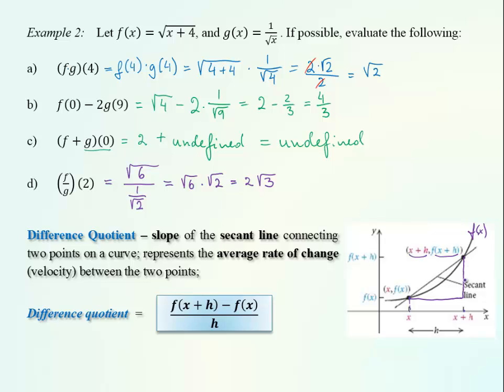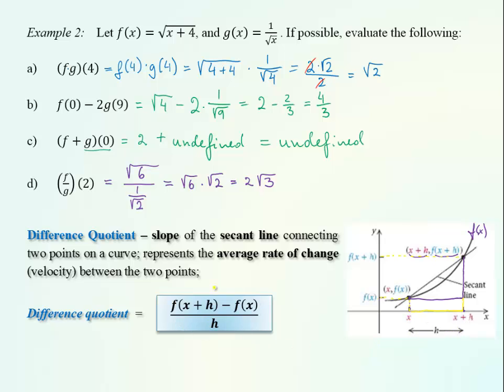Since the difference in y coordinates is actually the same as on the diagram on the y-axis, f of x plus h minus f of x. So that's what we have in the numerator of this formula. And then we divide by the difference in x coordinates, which really is the same as our h. So x plus h minus x is just h.